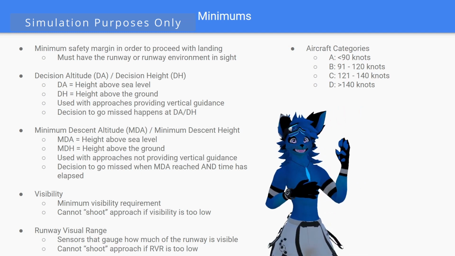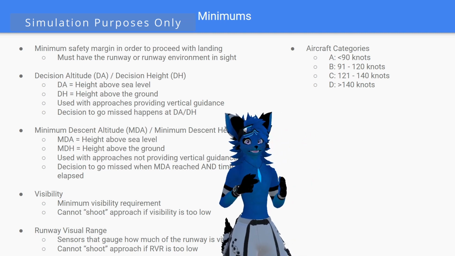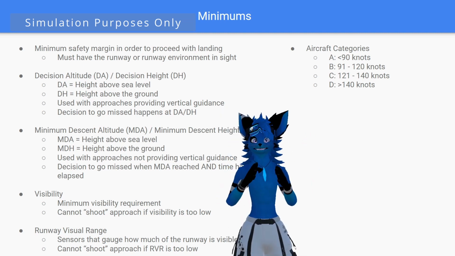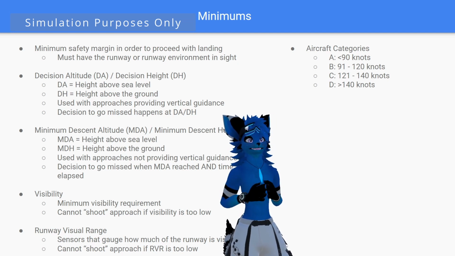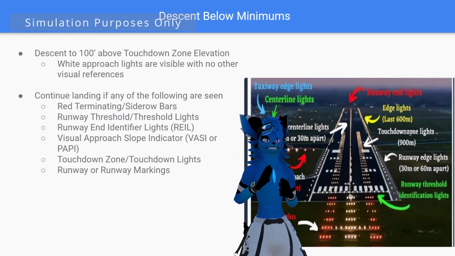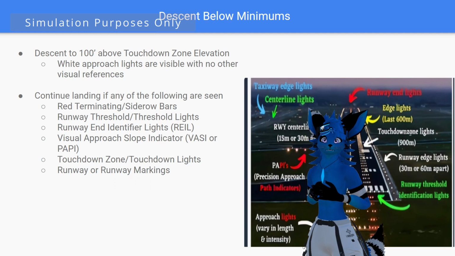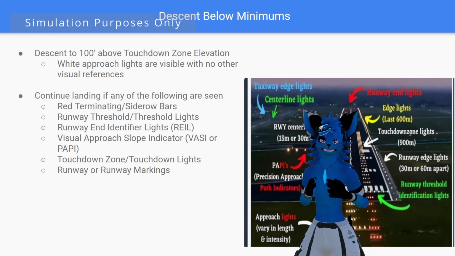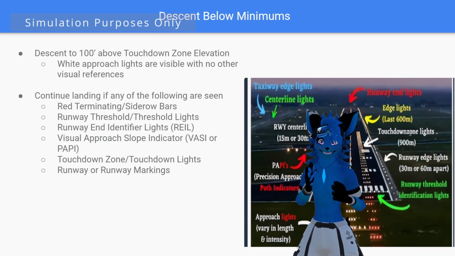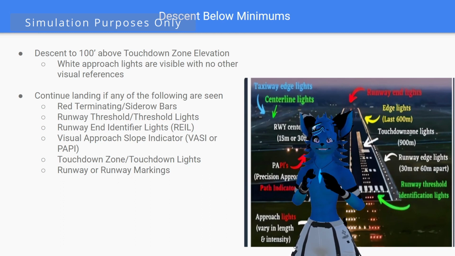The approaches are also going to have different aircraft categories, and the categories are based on what your ground speed is for that approach. Make sure when you're looking at your minimums that you're looking at the correct category of aircraft. As we talked about before, in order for you to descend below minimums and proceed with landing, there are certain things that you're going to need to be able to see in order to continue. Most of the time, you're going to see the runway clear as day and you're going to be able to come in and land. But if the visibility is very, very low, there are certain lights and markings on the runway that are going to help you descend below the minimum criteria.